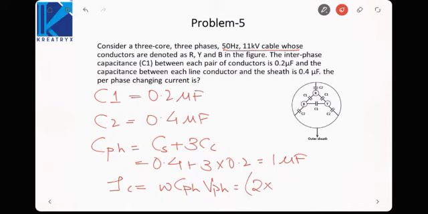So it will be 2 into pi into 50. C phase will be 10 raised power minus 6. V phase will be 11 kV by root 3. So how much will this come out? 100 pi into 10 raised power minus 6 multiplied by 11,000 by root 3. So this will be around 2 ampere. So this will be the per phase line charging current. And in case of transmission line, since we consider a star connection, the line current will be same as your phase current. So you can also call it directly line charging current.